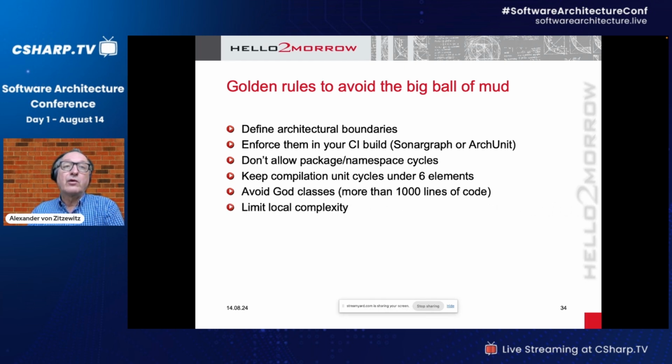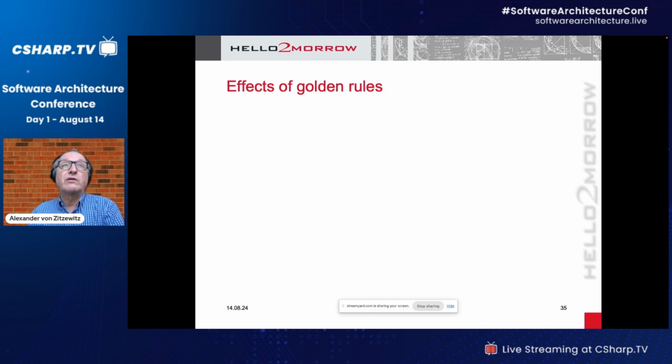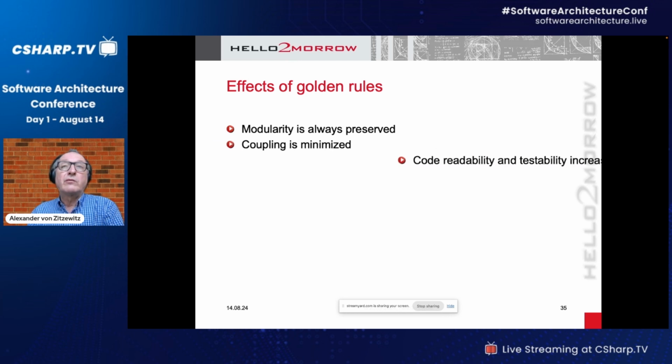And also limit local complexity. Don't write those God methods that go over hundreds of lines and are very complex to understand and read. The effect of the golden rules is that your modularity will always be preserved. Coupling is minimized. That increases code readability and testability.